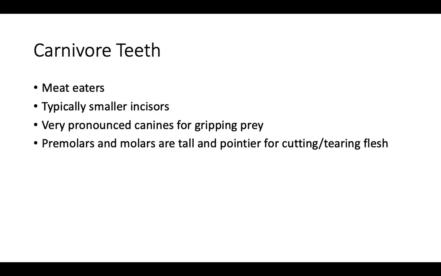So, carnivore teeth. We'll get into the 4 different types. Carnivores are meat eaters. Typically they have smaller incisors. They have very pronounced canines for gripping prey. There's so much energy that you have to put into catching something, you definitely don't want to risk it running away immediately after you catch it. So canines are very important in that aspect. And then premolars and molars tend to be tall and pointier for cutting and tearing flesh.